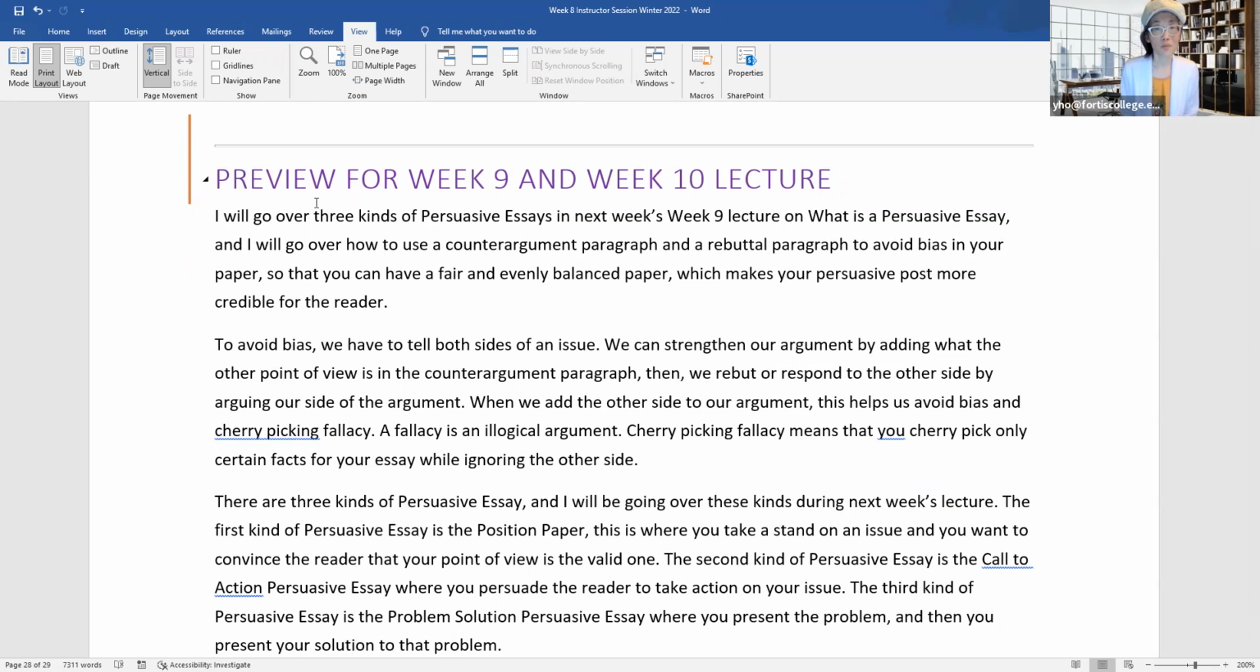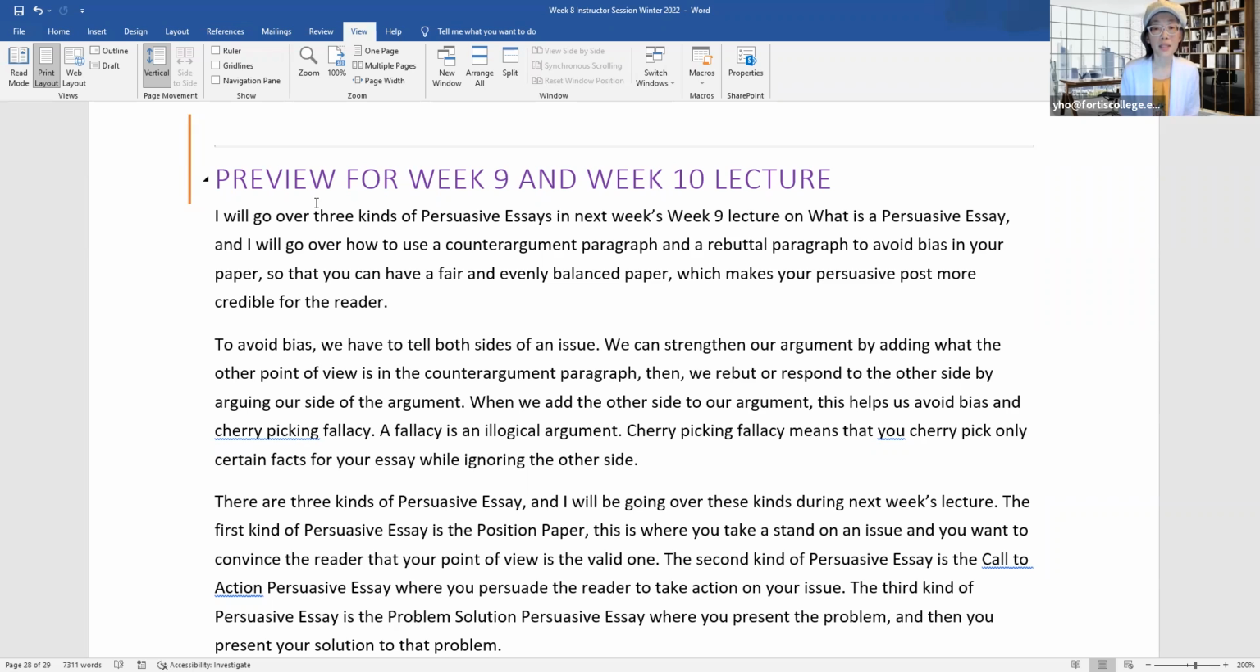And so next week, which is going to be, I can't believe, week 9. Next week, I'm going to go over 3 kinds of persuasive essays. And you have 3 kinds, and I will go over how to use a counter argument paragraph and rebuttal paragraph to avoid bias in your paper so that you can have a fair and balanced paper, which makes your post more credible for the reader. To avoid bias, we have to tell both sides of an issue. We can strengthen our argument by adding what the other point of view is in the counter argument paragraph. Then we rebut or respond to the other side by arguing our side of the argument.